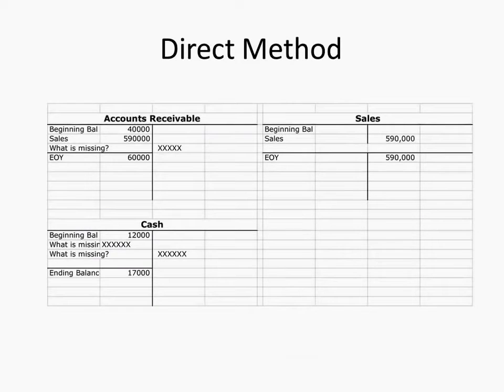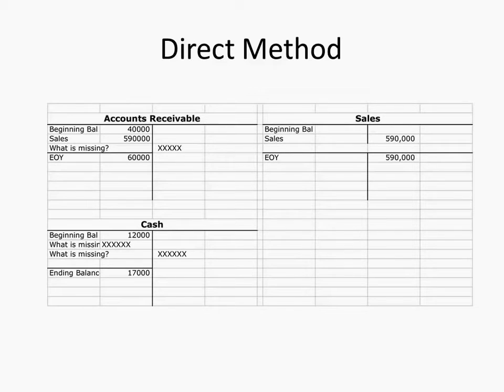So I had gone through this last week. I have T accounts up here. I don't know if that's helpful. I just wanted to have different methods for you to be able to look this up. But if sales was $590, okay, and accounts receivable was 40 in the beginning and is 60 at the end, what was the change in accounts receivable?